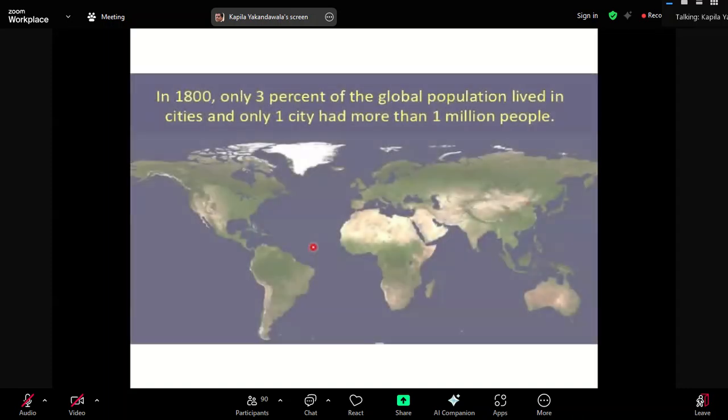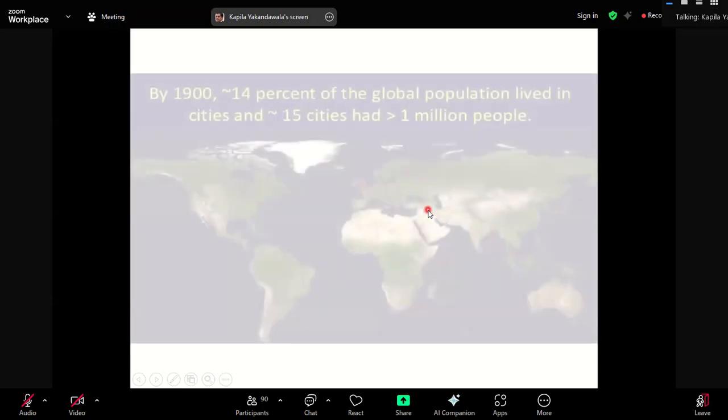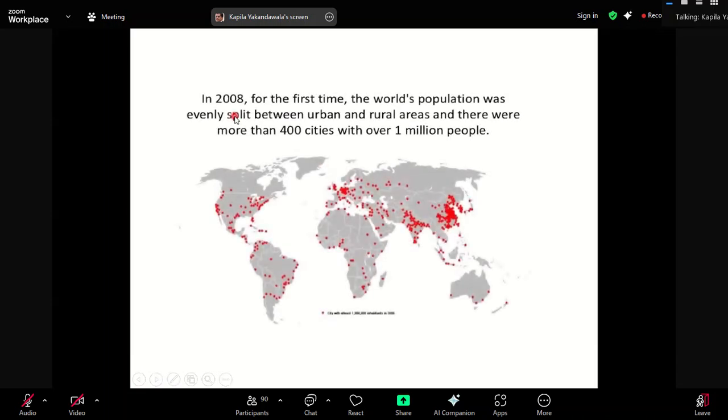So if you look at 1800, only 3% of the global population lived in cities, and there was only one city with more than 1 million people. But 100 years later, in 1900, 14% of the global population lived in cities. You can see there were only 15 such cities. But if you look at 2008, 50% of the global population lived in cities and 50% in rural areas, 50-50. You can see how the population increased in urban areas.